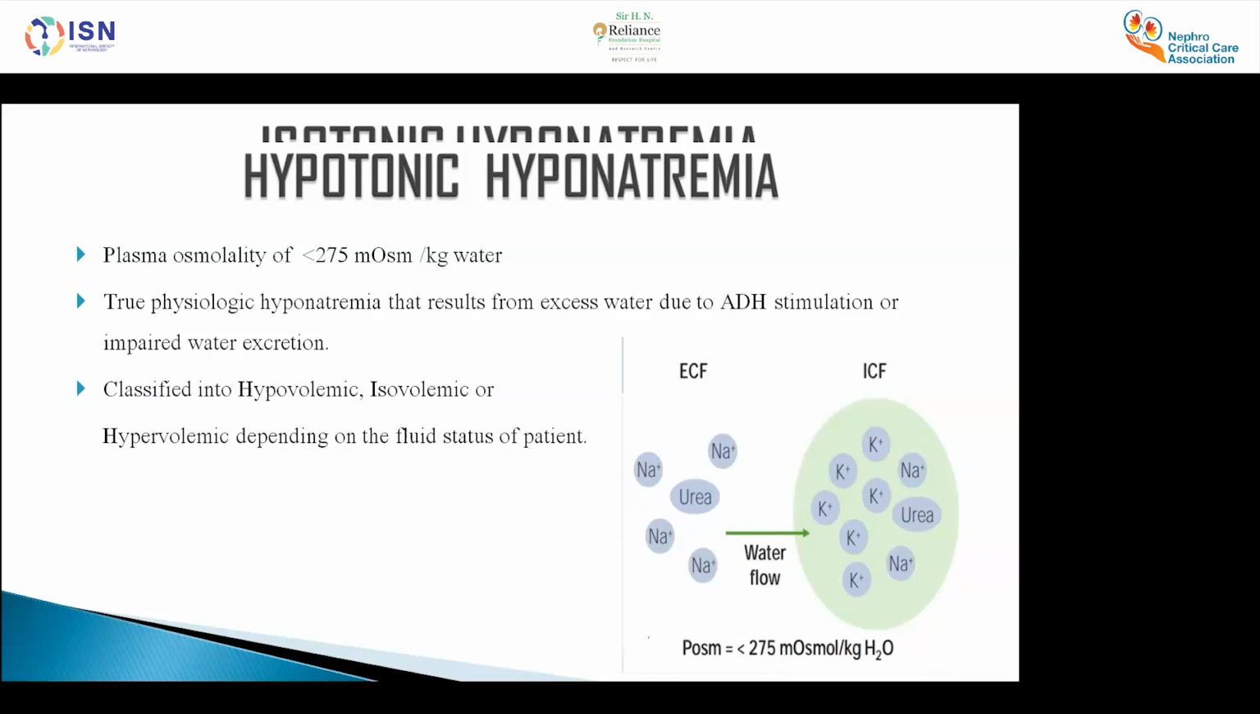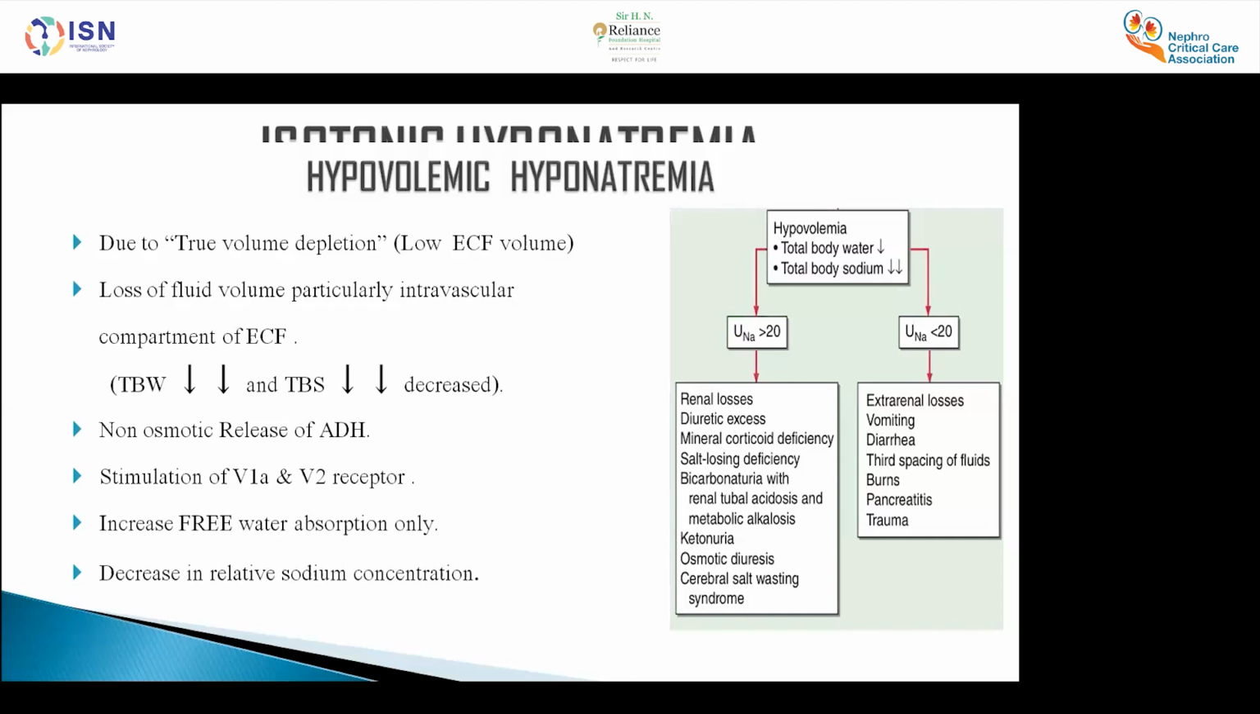The third one is hypotonic hyponatremia, which is the true hyponatremia, characterized by a plasma osmolality of less than 275 milliosmoles. This is true physiologic hyponatremia that results from excess water due to ADH stimulation or impaired water excretion. And this is further classified into hypovolemic, isovolemic, or hypervolemic, depending on the fluid status of the patient. In this type of hypotonic hyponatremia, the water flows from the extracellular fluid to the intracellular fluid. In hypovolemic hyponatremia, the total body water is decreased, and total body sodium is also decreased, which leads to stimulation of ADH release. ADH then causes stimulation of V1A and V2 receptors, which lead to absorption of free water only, not sodium, leading to a relative decrease in sodium concentration.